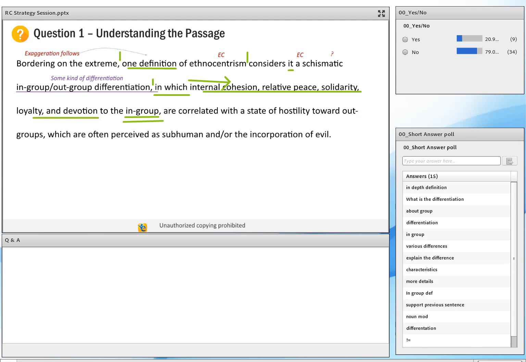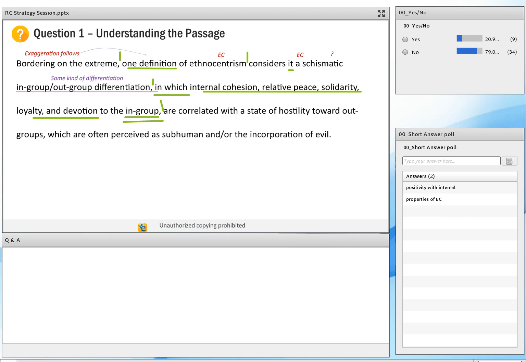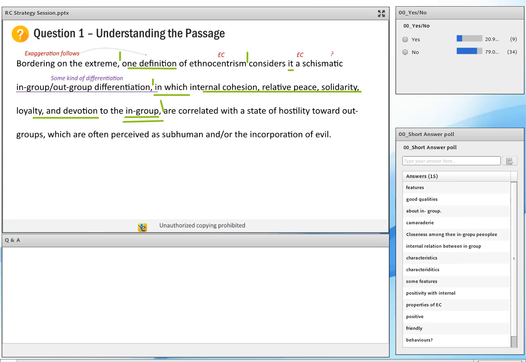Okay. So some kind of differentiation in which internal cohesion, relative peace, solidarity, loyalty, and devotion to the in-group. I pause here. What are all these terms telling me? Internal cohesion, relative peace, solidarity, loyalty, and devotion. How can I summarize these terms? Absolutely. These are positive feelings towards the in-group. These are positive aspects towards the in-group. Or love to the people in your own group. Positive emotions for your own people are correlated.